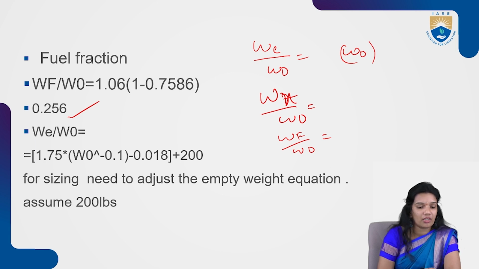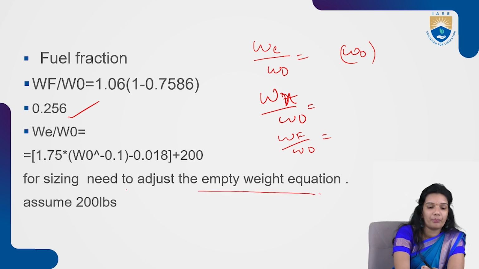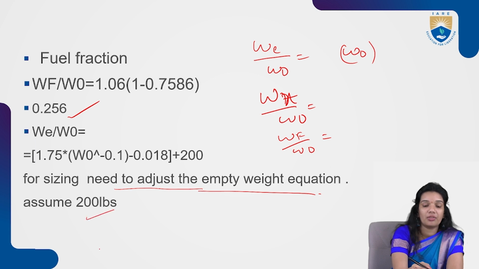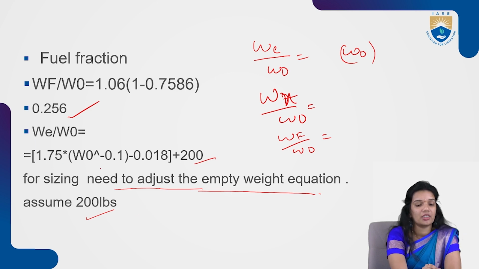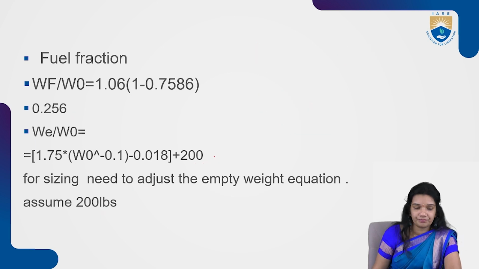Before doing that, we are trying to adjust the empty weight fraction. So for sizing, we need to adjust the empty weight fraction by adding 200 pounds extra here. So my empty weight fraction was 1.75 into W naught power minus 0.1 minus 0.018. In order to adjust things in the empty weight, we are adding 200 pounds here.